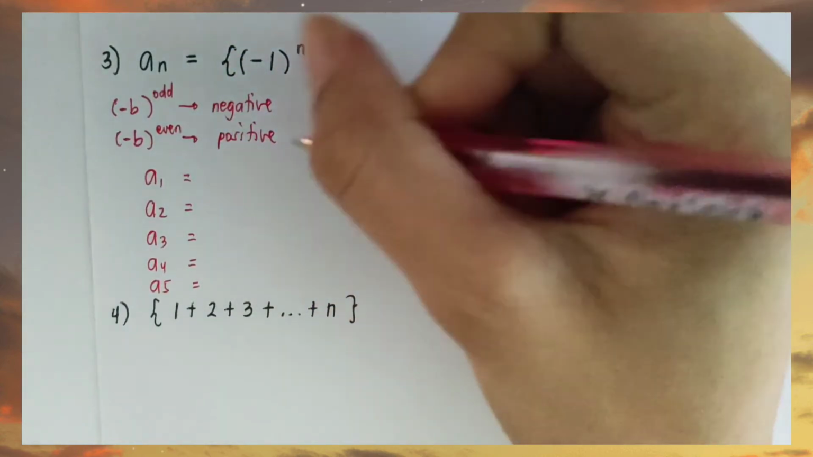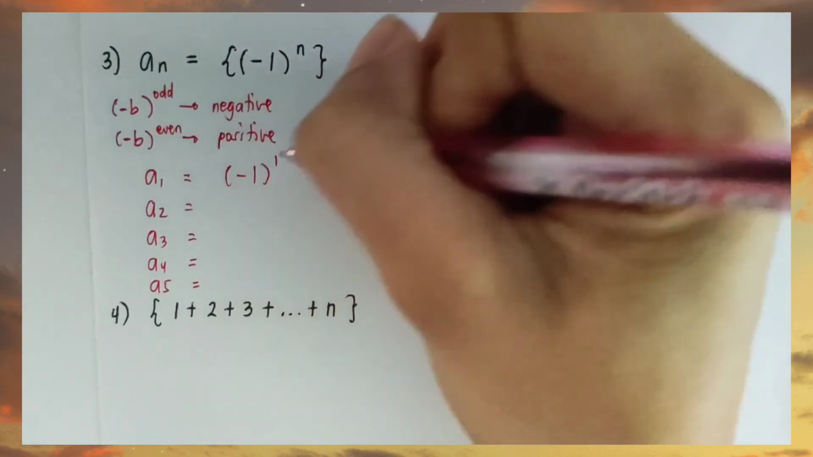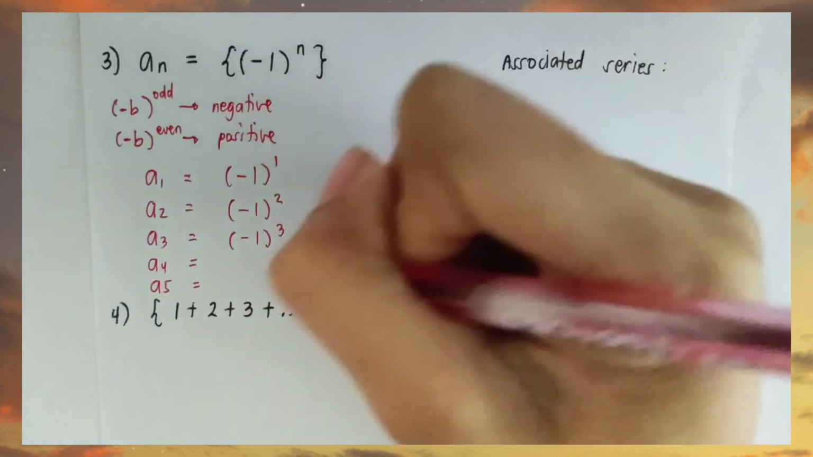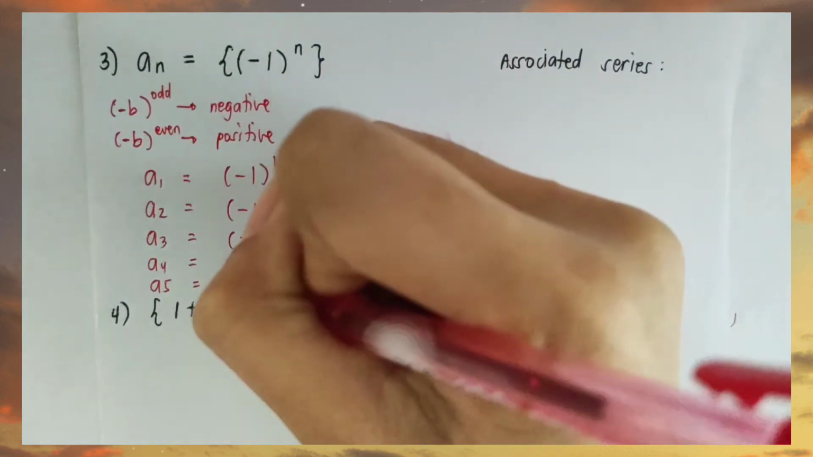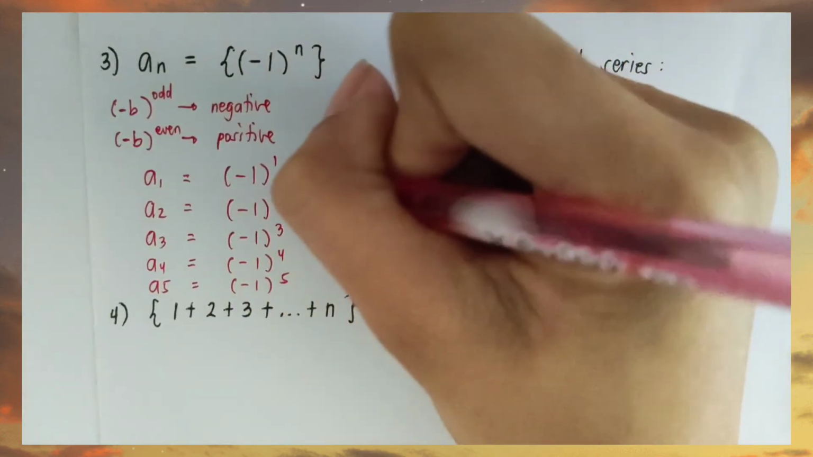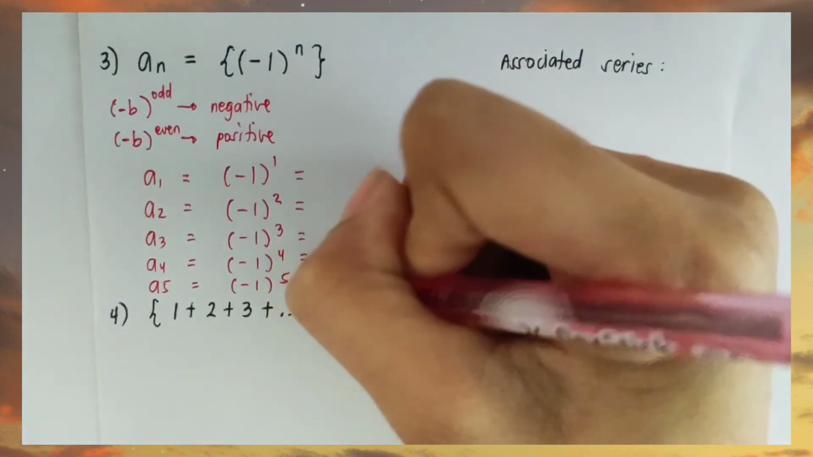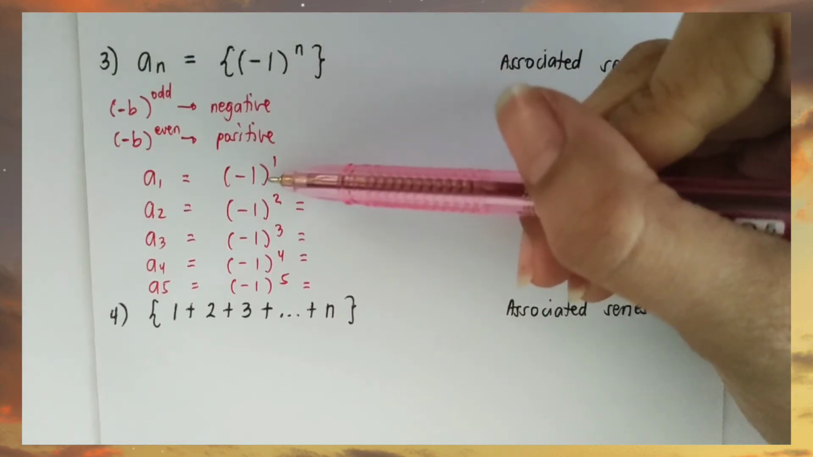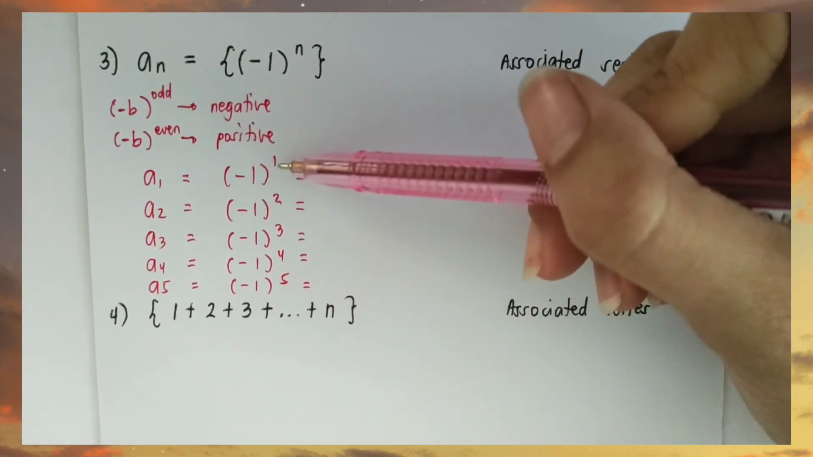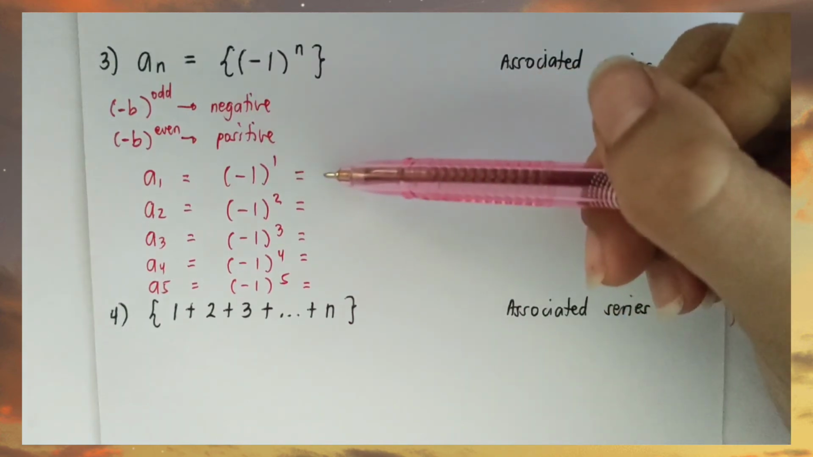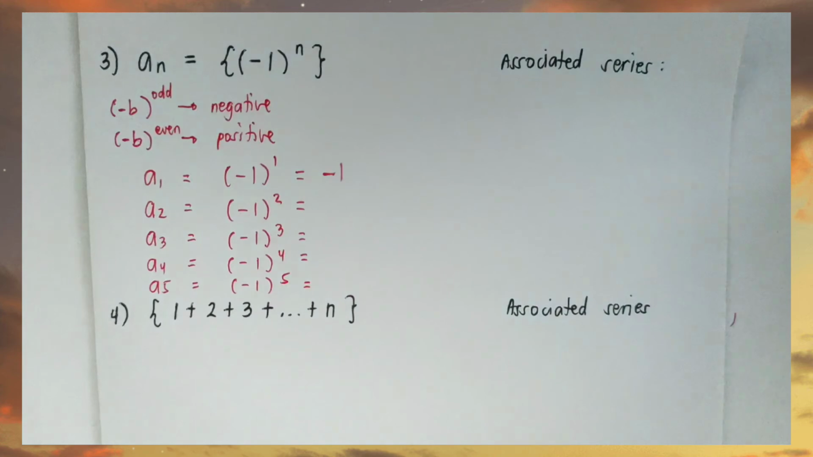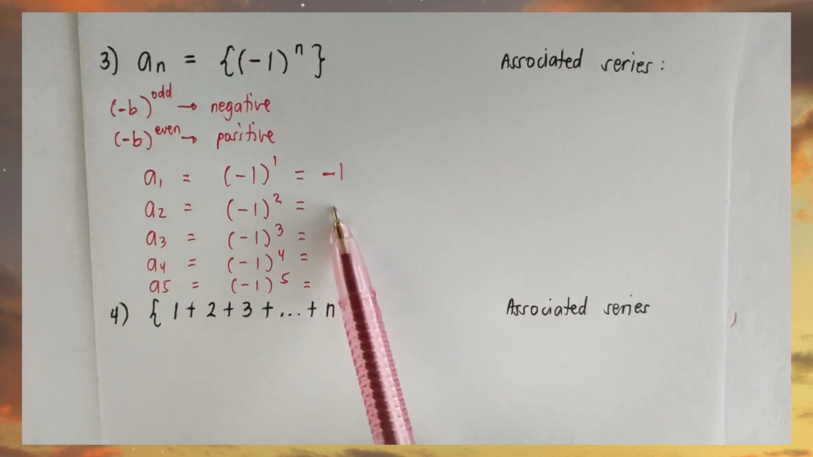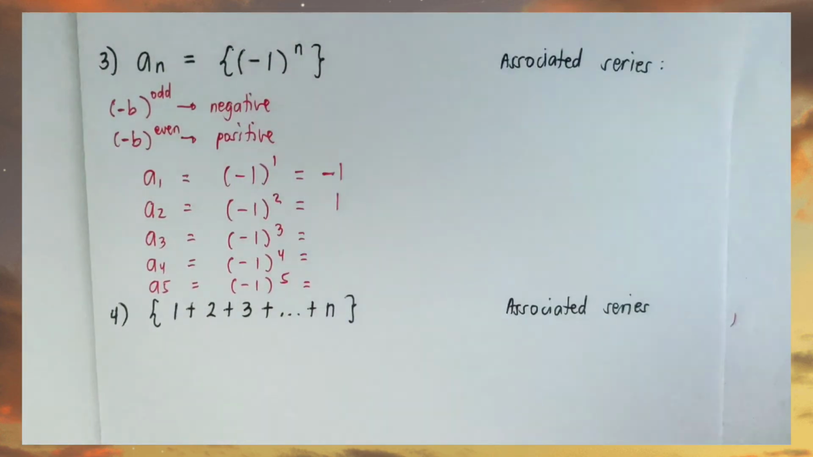So we have negative 1 raised to 1, negative 1 raised to 2, negative 1 raised to 3, negative 1 raised to 4, and negative 1 raised to 5. Let us simplify. Just like what I told you, if the base is negative and the exponent is odd, the answer will be negative. So we have here negative 1. But if the base is negative and you have the exponent of even, the answer will be positive. So we have positive 1.